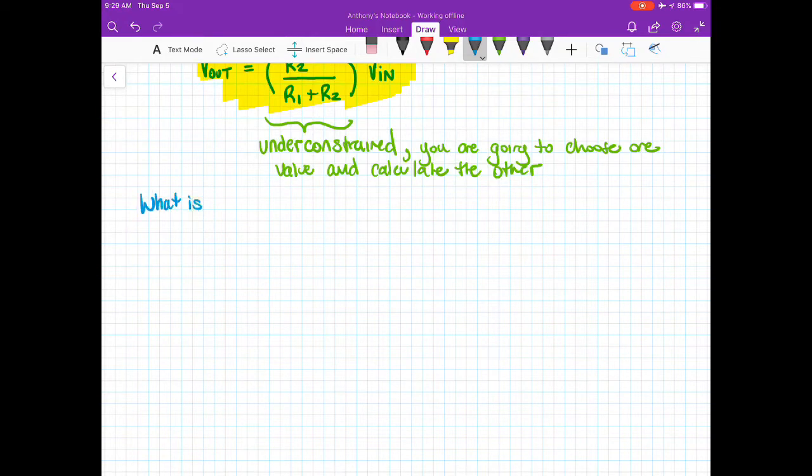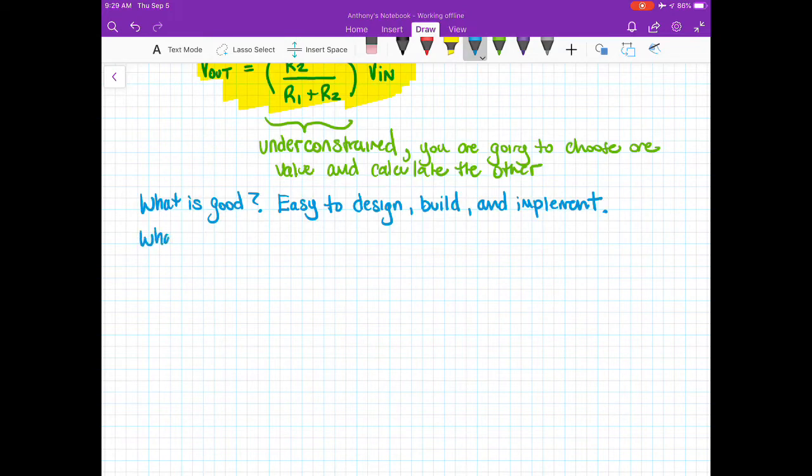So what is good about the voltage divider? The main thing is that it's easy to design, build, and implement. Right? You need a quick fix, you need to step down a voltage. This will allow you to do it easily. Now, what is, I'm going to say bad, but let's say less than ideal?